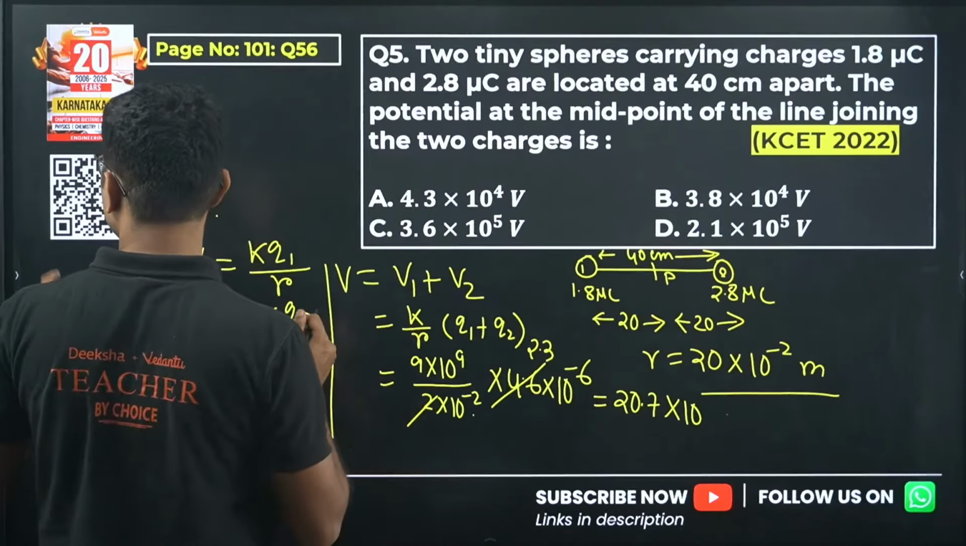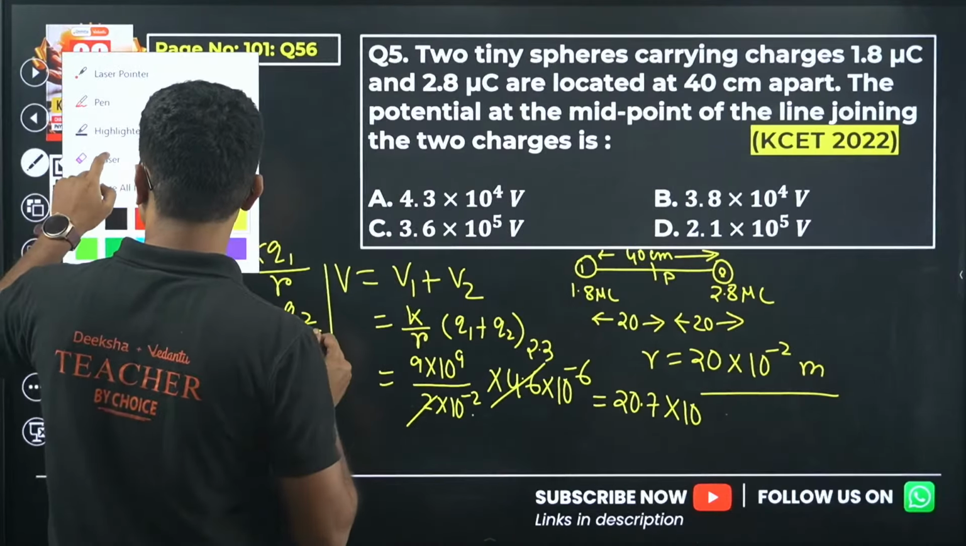This is 20 centimeter. So this will be 10 to the power of minus 1. Okay, 20 centimeter can be written as 2 into 10 to the power of minus 1. So it will be 10 to the power of 4. That means approximately you can take this as 2.1 into 10 to the power of 5. So I can remove one decimal point. So the correct answer is option D.